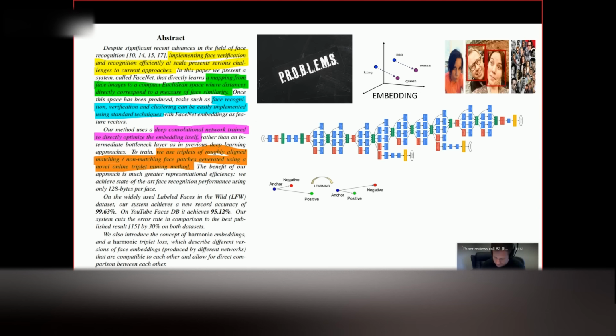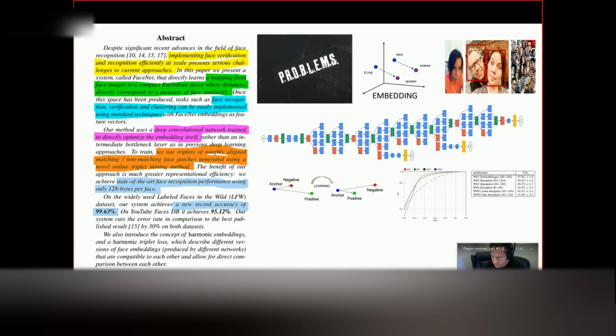Specifically, this paper brings up something called triplet loss and triplet selection, which is quite good, not only for this, but basically for all one-shot learning techniques. And the benefit is that we can do state-of-the-art face recognition using only 128 bytes per face. And that is sort of the crux of this, the fact that we can now store our faces as a representation of just 128 bytes.